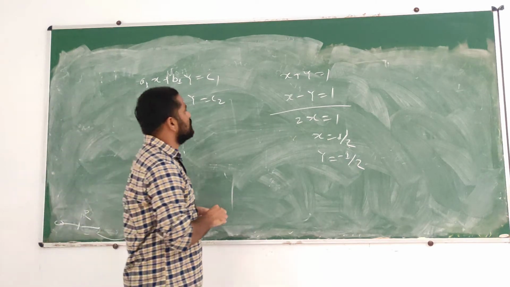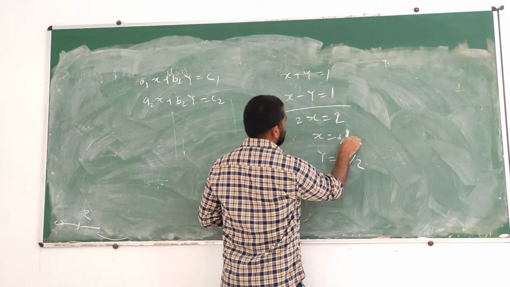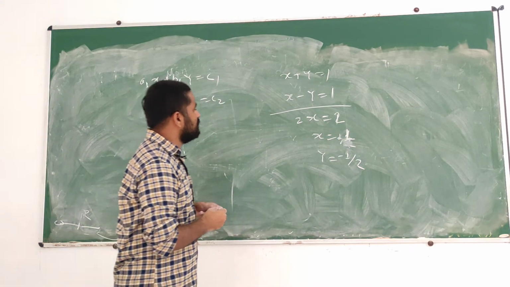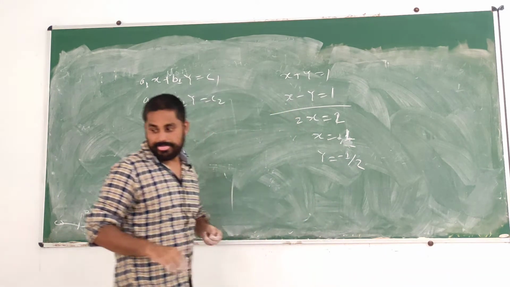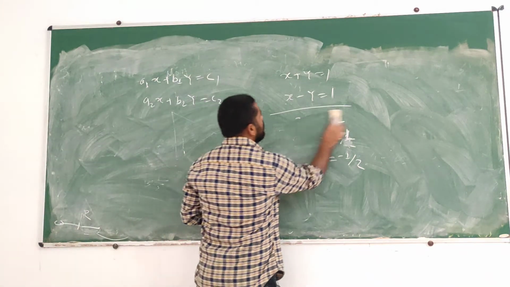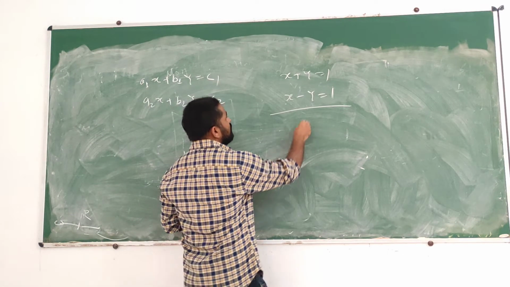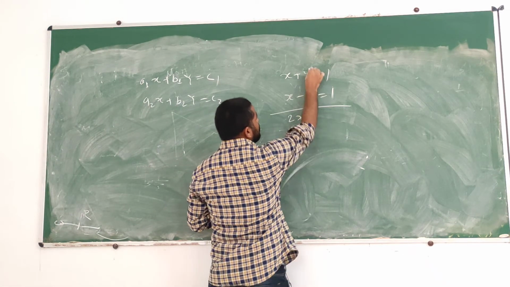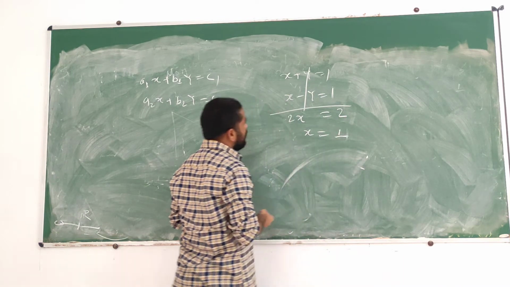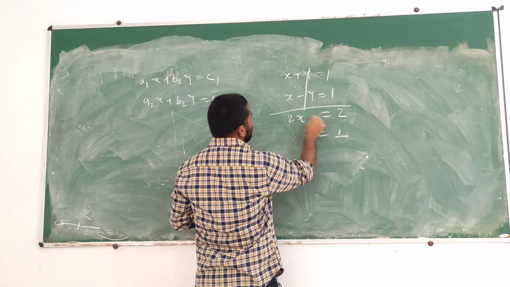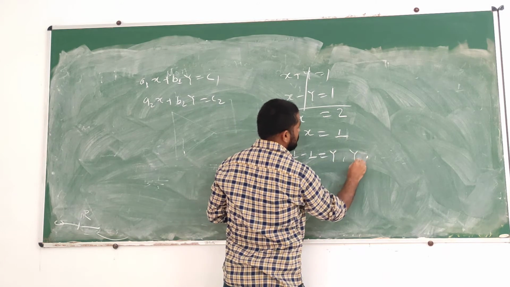I think this is not working. If you just sum it, you are going to get 2x equal to 2, so x is equal to 1. If x is equal to 1, what will be your y? Now if you solve this, the y cancels, this is nothing but 2x equal to 2, so x is equal to 1. Now you put x equal to 1 over here, and you get y equal to 0.